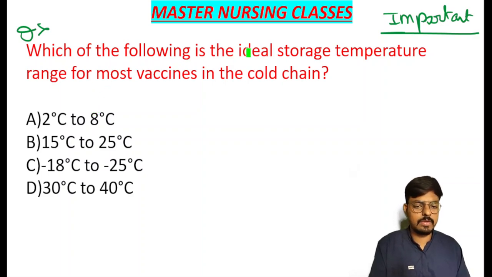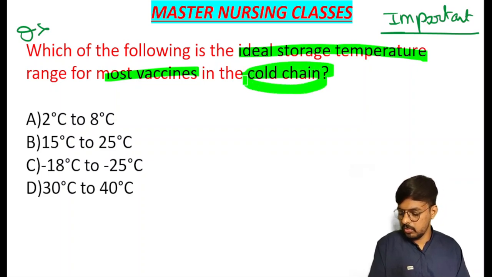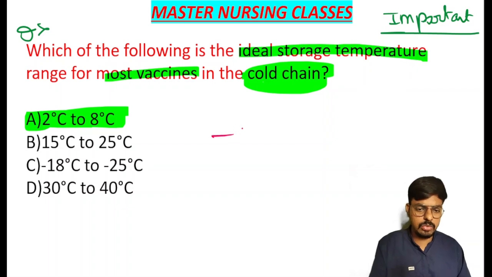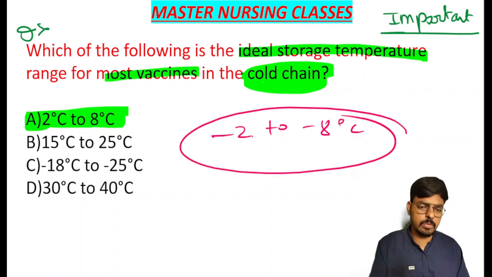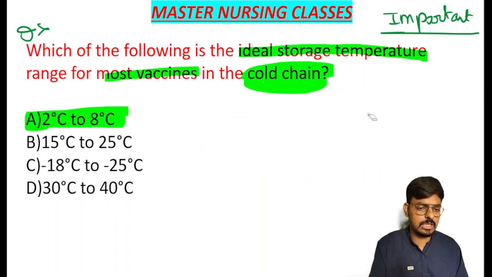Which of the following is the ideal storage temperature range for most vaccines in the cold chain? Which is the ideal temperature we have to keep the vaccines at to maintain their integrity in the cold chain? Very nice, all of you have given the correct answer: +2 to +8 degrees Celsius. Children, in the options they will give -2 to -8 degrees Celsius to confuse you. No, it is not minus, it is clearly +2 to +8 degrees Celsius.